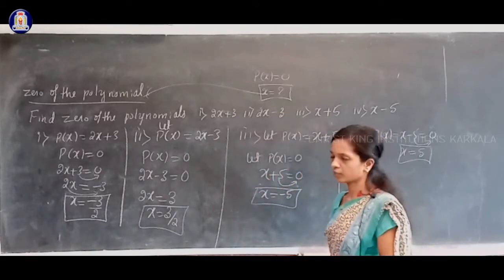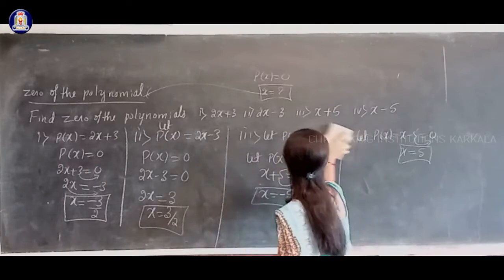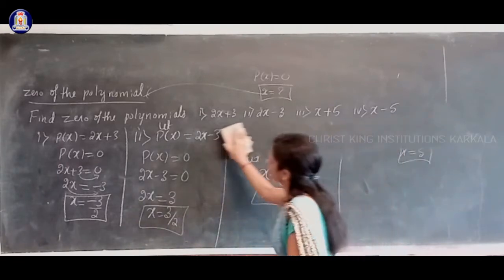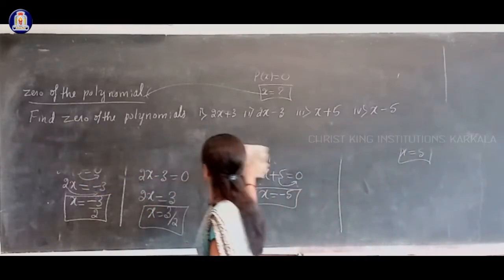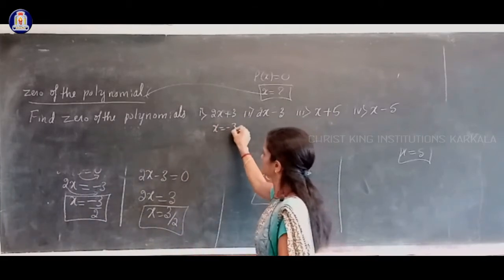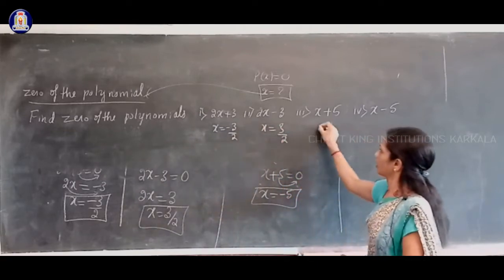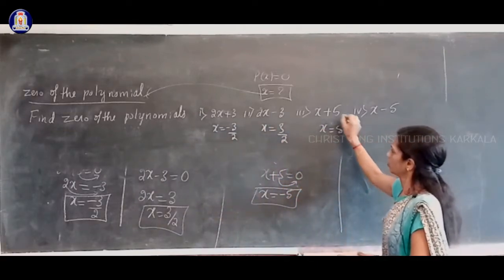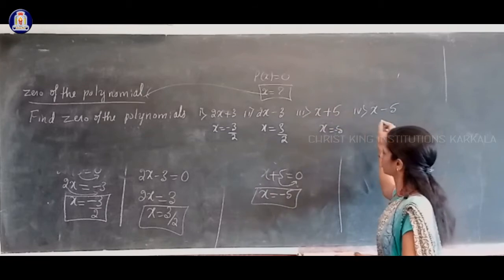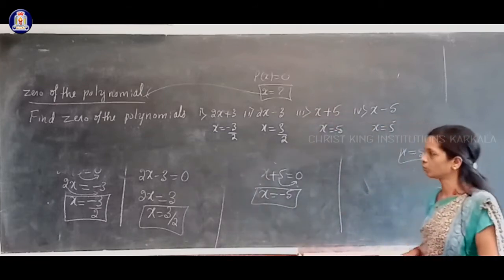So, in general, suppose, see for this what we got, 0 of the polynomial, for this we got x equal to minus 3 by 2, and for this we got x equal to plus 3 by 2, and for this we got x equal to minus 5, okay, and for this we got a 0 of the polynomial x equal to 5.